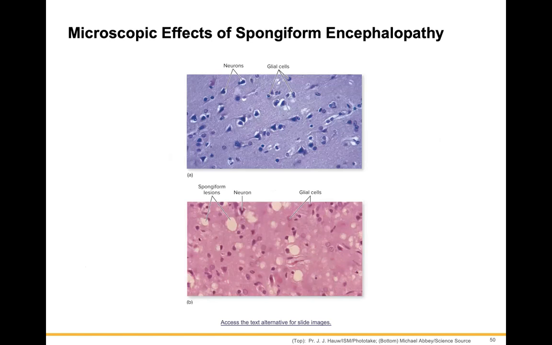And here you can see microscopic effects of spongiform encephalopathy. The top image there is a normal cerebral cortex section showing neurons and glial cells. And then the bottom section is a section of cortex in a Creutzfeldt-Jakob disease patient. And this shows numerous round holes producing a spongy appearance that destroys the brain architecture and causes massive loss of neurons and glial cells within that structure.